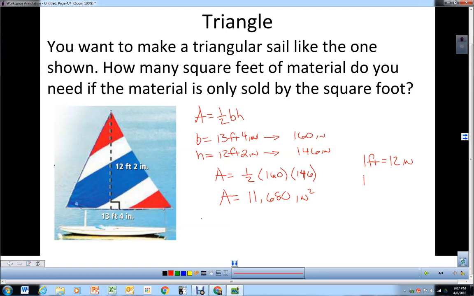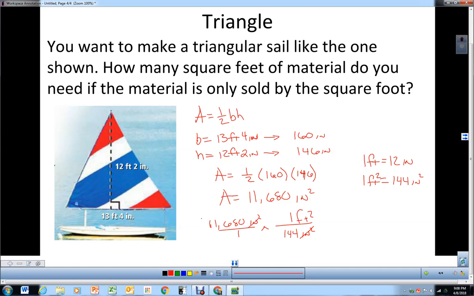Now 1 square foot means we're going to multiply feet times feet, inches times inches. So 1 square foot is equal to 12 times 12, which is 144 square inches. So we need to convert this, right here in square inches, into square feet. So we're going to take our number, 11,680 square inches, put it over 1, and multiply it by our unit conversion. We want our inches to cancel, so we're going to put the 144 inches squared on the bottom, and 1 square foot on the top.